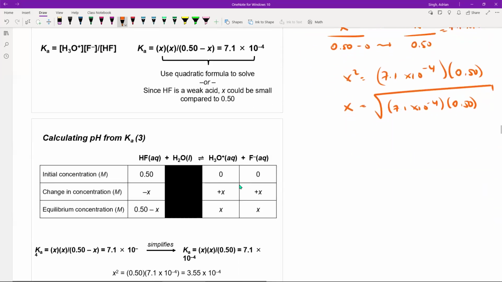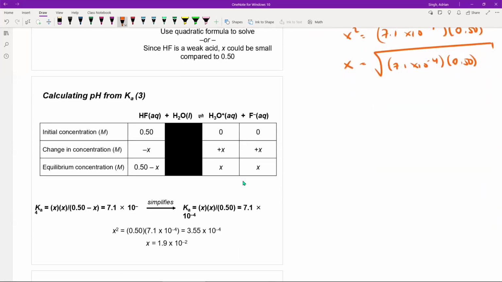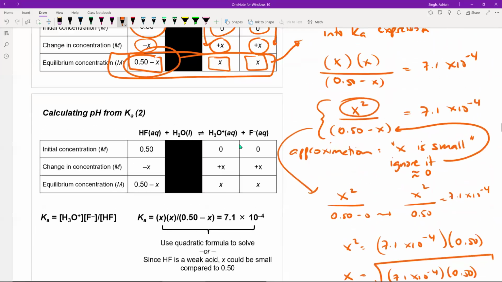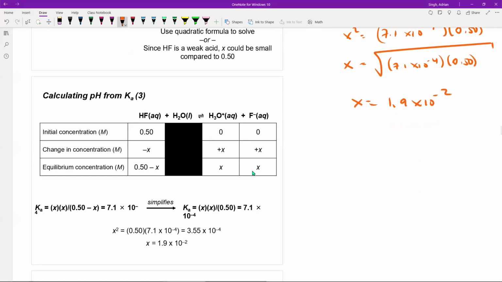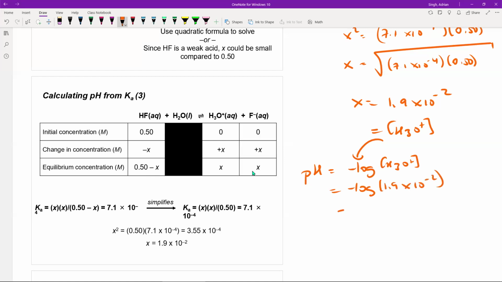I'm going to take the positive value, obviously. So x here becomes 1.9 times 10 to the negative 2. And what is x equal to? Well, x is a concentration of the H3O plus. So then what that means, to find my pH, I take the negative log of the H3O plus. I plug that in, negative log of 1.9 times 10 to the minus 2.